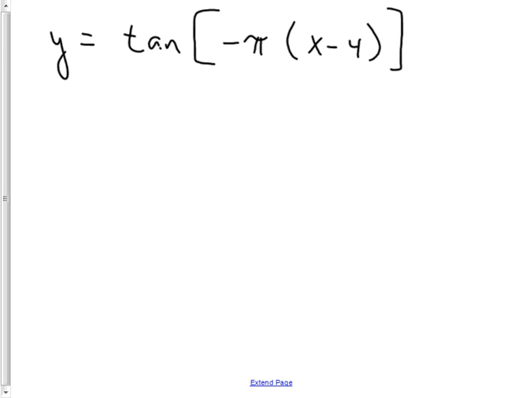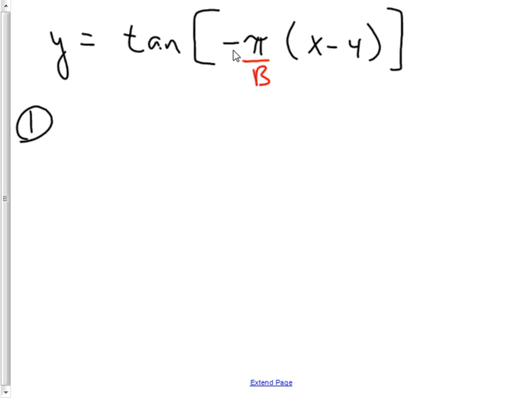Let's take a look at an example of a tangent function. Let's do y equals the tangent of negative pi times x minus 4. First of all, the negative pi has already been factored out, so we're okay with that. However, we can't have this value for b be negative, so we're going to have to combine step number 1 and step number 2 together. We're going to have to use the odd property of the tangent function to rewrite this.